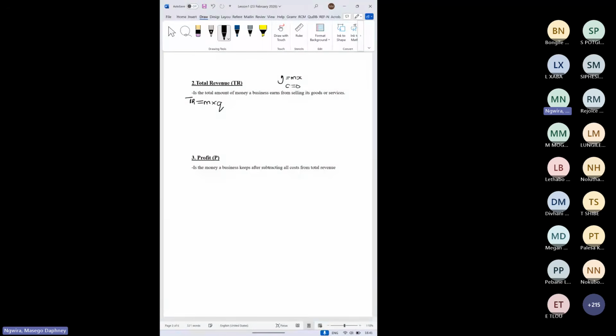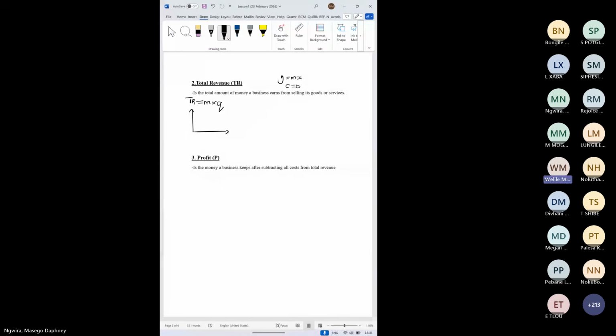Sorry, ma'am. Yes? Are we on revenue or profits? We are on revenue. Okay, it's showing profits on your side. I don't know if it's only me. Yeah, I can see the total revenue. Maybe your screen froze? Minimize your screen. You zoomed it out. Okay. All right, thank you.